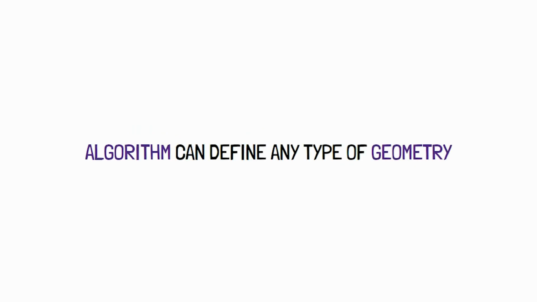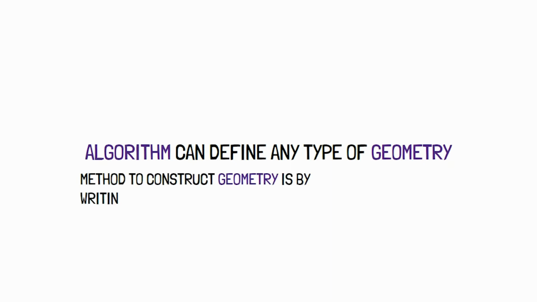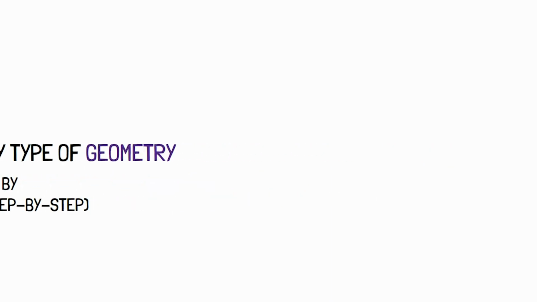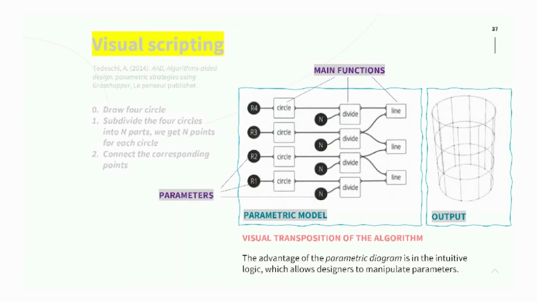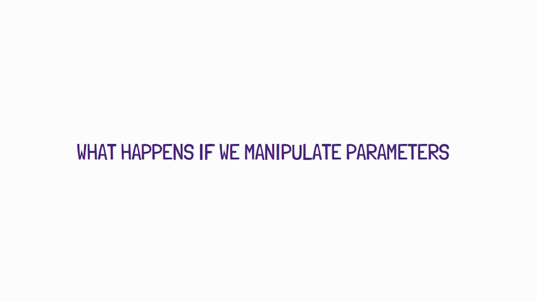Algorithm can define any type of geometry. The method is to write this list of instructions. For instance, to get this kind of geometry on the right, these are the set of instructions. Draw the 4 circles, subdivide, and connect the corresponding points. So here's how the visual scripting works. So we've got the output of the same geometry, and we have the parametric model where the parameters are. So what happens if we manipulate these parameters?